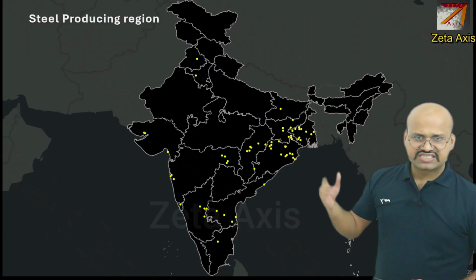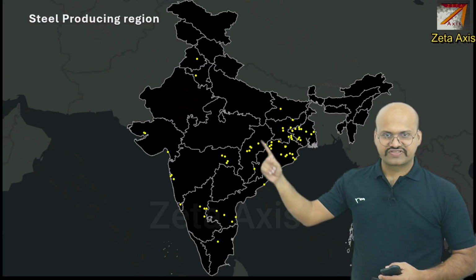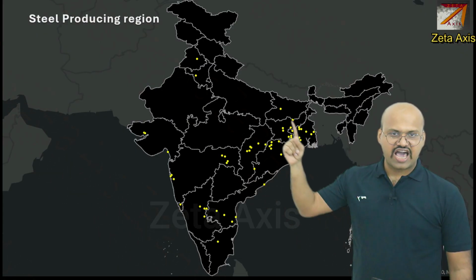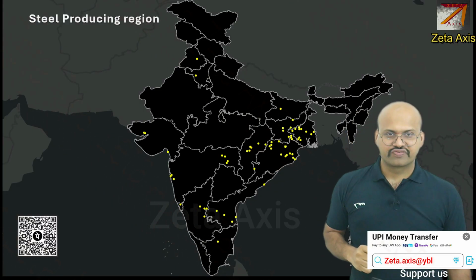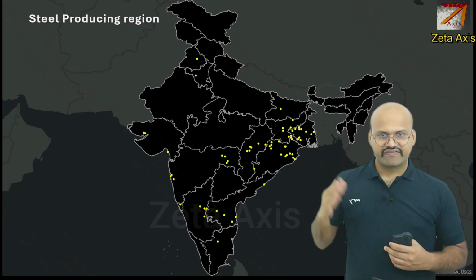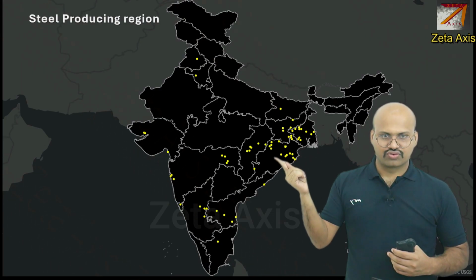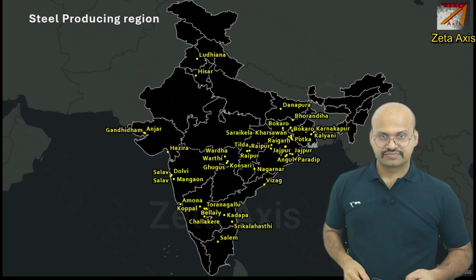Here are the steel plants located across India, and we can see that a large number of steel plants are located in this region because we have coal over here as well as iron ore reserves. So both of the most important inputs for a steel plant are available over here, that is coal, which is converted to coke, and iron ore. Both of them are present in close vicinity.